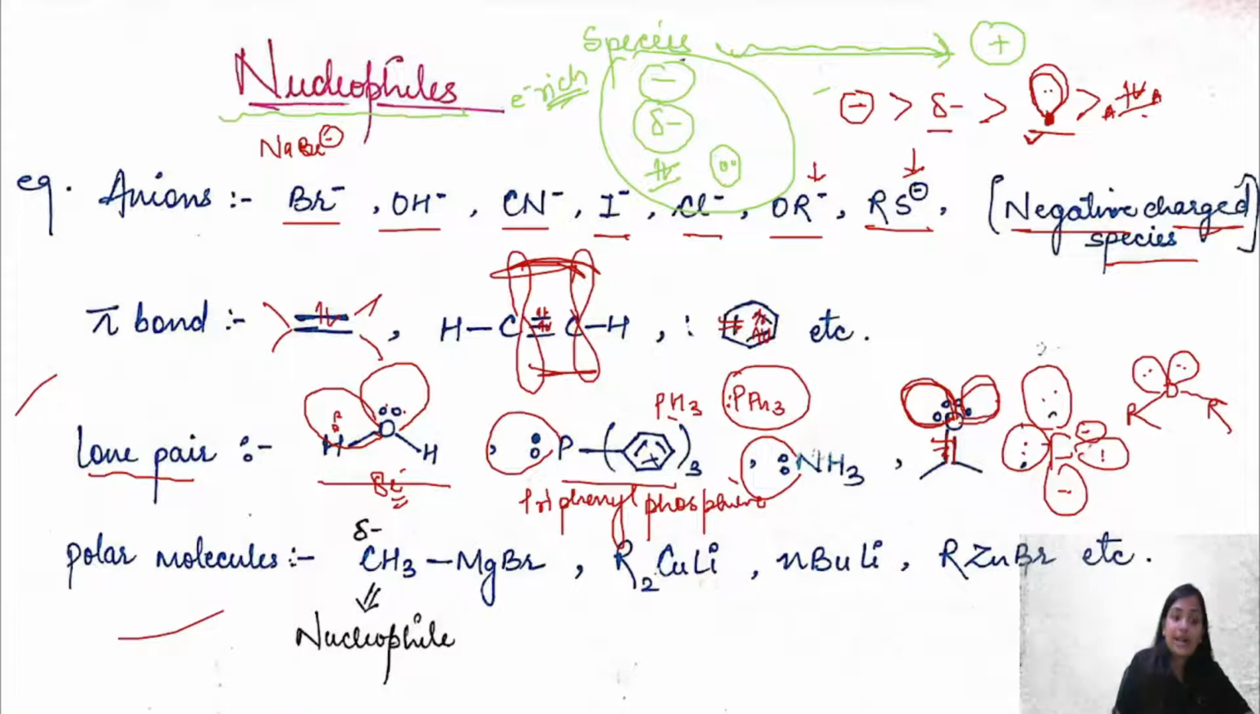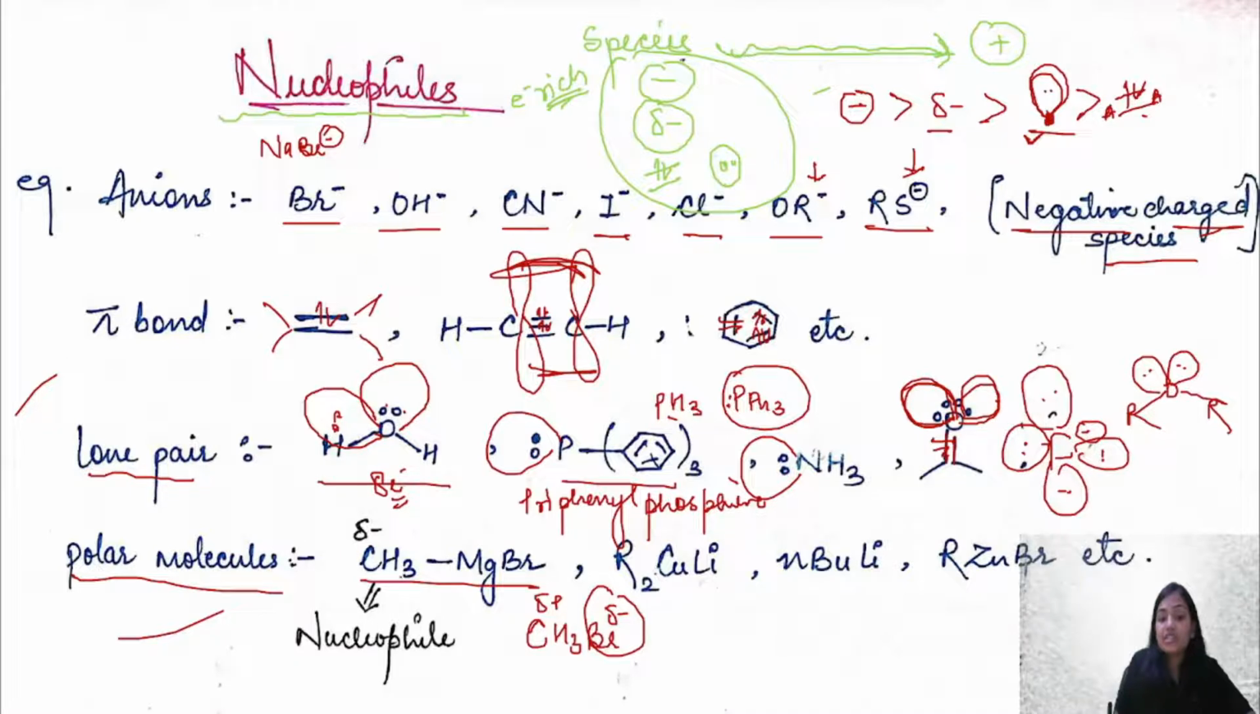Now, the last thing: polar molecules. Because of the polarity, because of the electronegativity difference, we have a partial negative charge. Just like here in the case of CH3Br, this is partially negative and this is partially positive, so ultimately Br negative is said to be nucleophilic. Similarly, CH3MgBr is a Grignard reagent. This is a Gilman's reagent. You will be doing the reactions related to these, and I will give you all such name reactions in my upcoming sections.